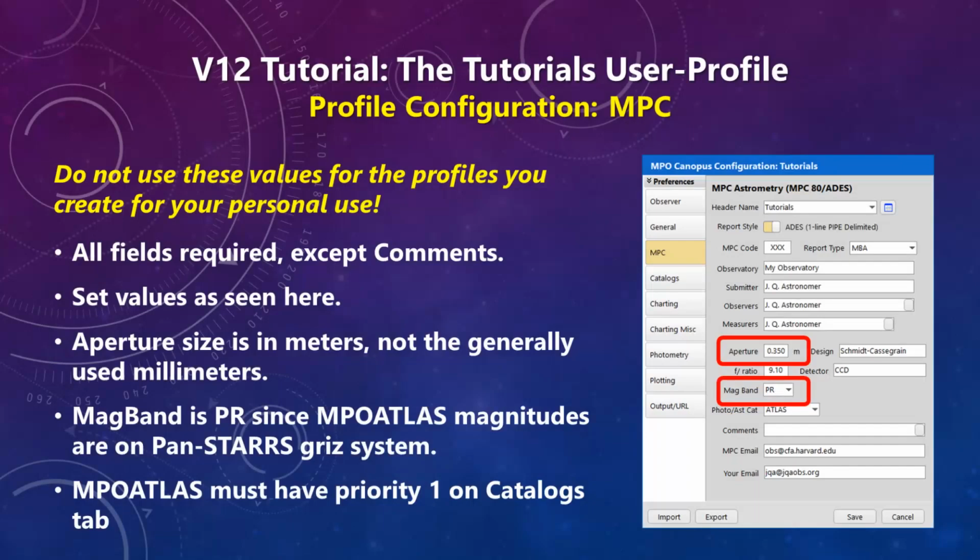Most of the information on the MPC tab is used to generate an astrometric report to the Minor Planet Center, but it is used at other times. The values shown here are okay for the tutorials, but not for the profiles you create for your use. Do not use the default values for your personal profiles, except for MPC email, unless they say otherwise. Remember that the aperture is given in meters and not in inches or millimeters.